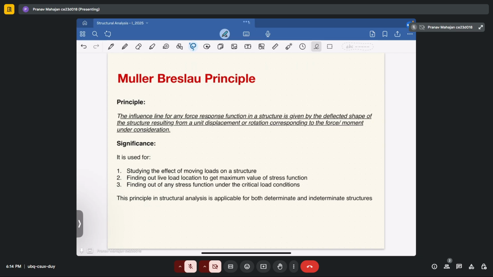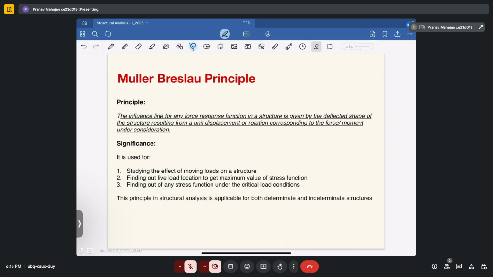Third is to find out any stress function under critical loading condition. So same thing, if you are expected to calculate under critical conditions, when suppose the whole beam is covered with load, or half of the beam is covered with load, which condition is more critical? Either the full beam covered with the load, or up to a certain length, if the beam is covered, that is more critical. So that also helps you in understanding using this Muller Breslau principle.